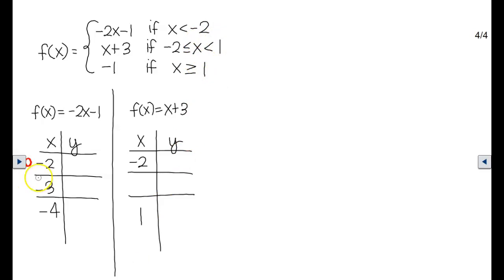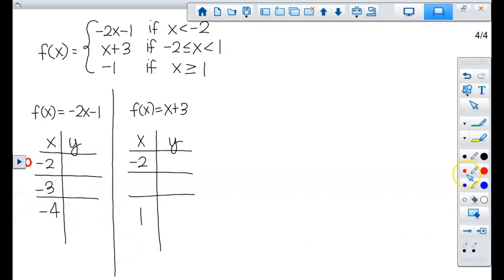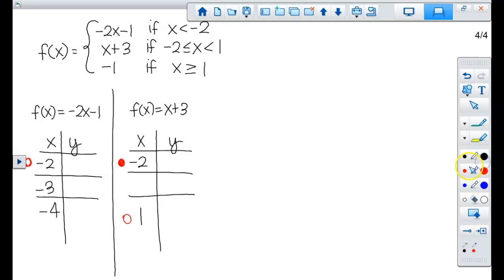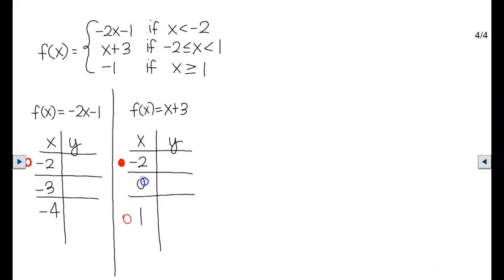Now I want you to notice negative 2 is a repeater. So I need to think about whether it would be an open or a closed circle. Negative 2 would be closed because we got the equal to bar with it. The 1 would be open because it does not have the equal to bar. Now, for my third number, I need to pick a number that's between -2 and 1. 0 would be a nice, easy number to use for that, so I think that's what I'll do.